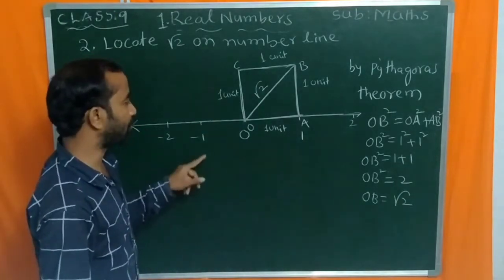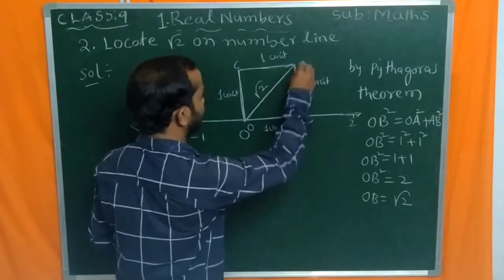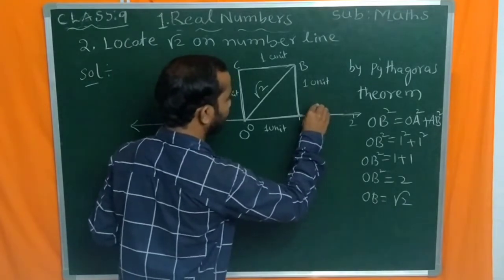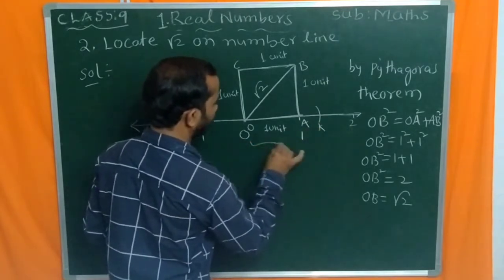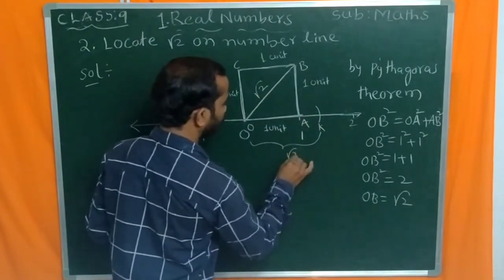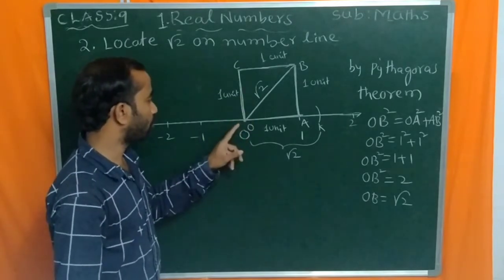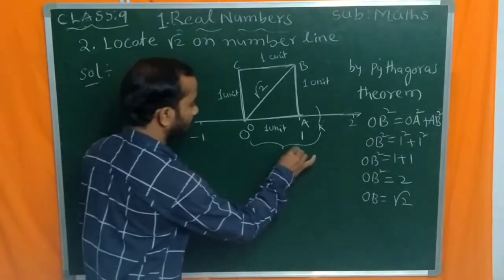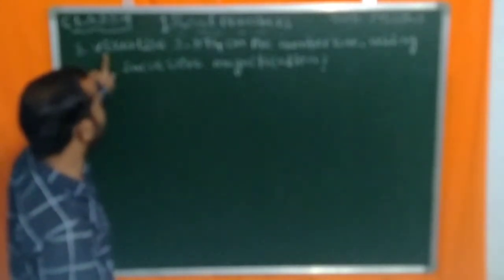Using a compass with center O and radius OB units, we draw an arc on the number line that intersects at point K. So from O to K, the length OK equals root 2 units. Finally, the length of root 2 is from O to K. This is root 2 located on the number line. Okay, third problem next.